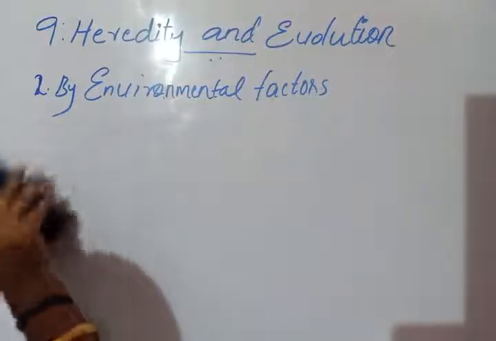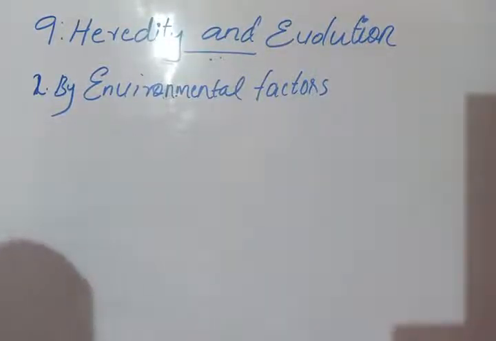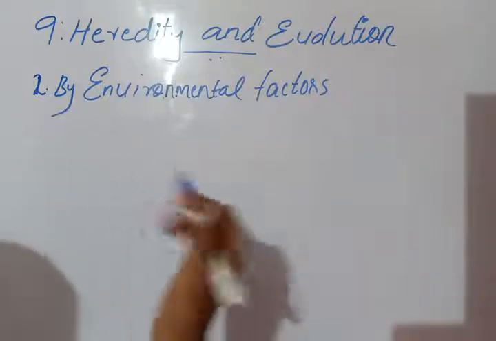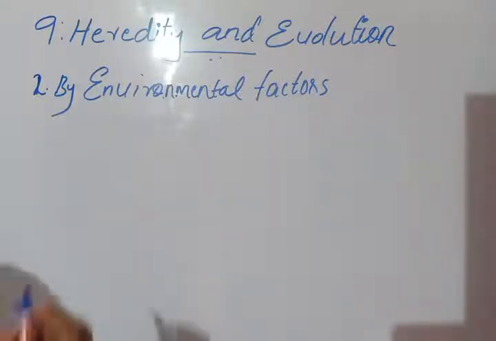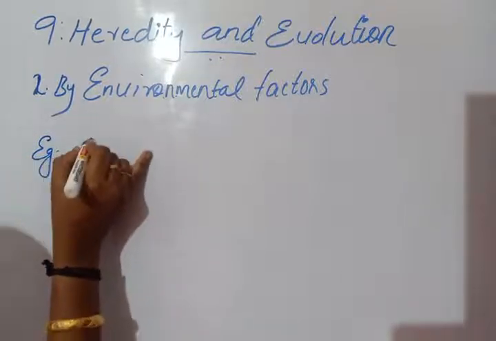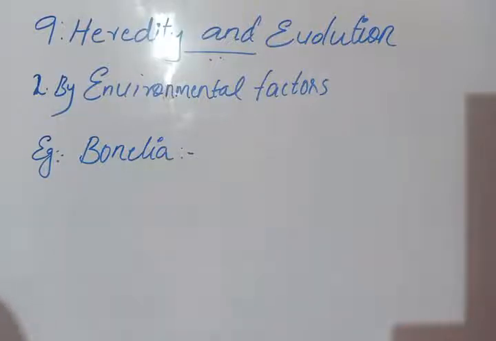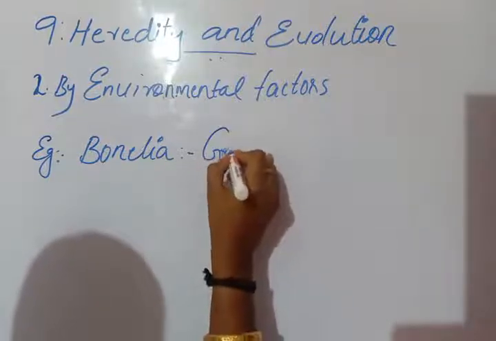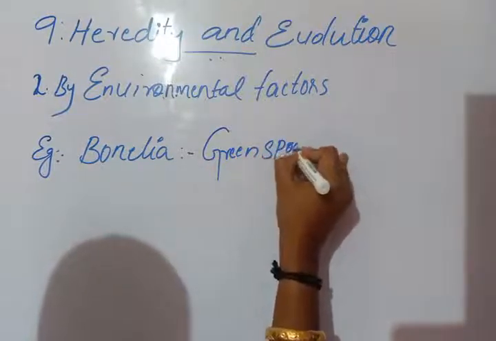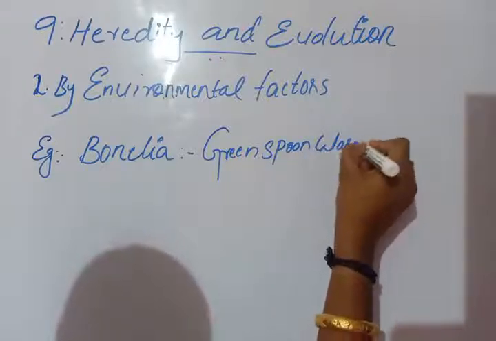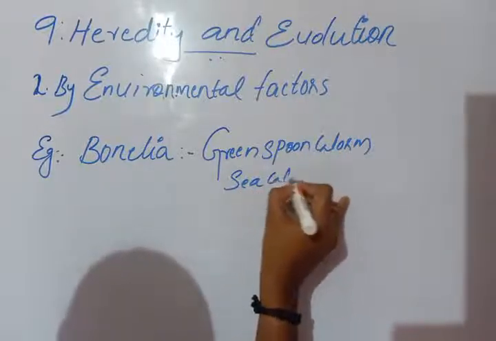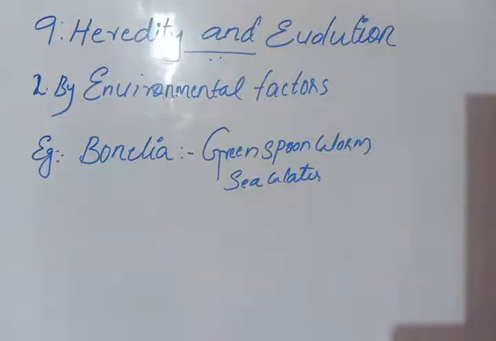Okay, this is the common example which we explain when we are talking about environmental dependent sex determination. Example, Bonellia. Actually, Bonellia is the green spoonworm. We will call it green spoonworm. It will live in seawater. Okay, just draw the picture.